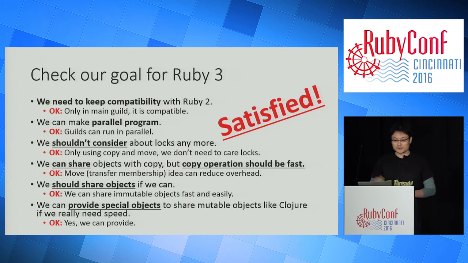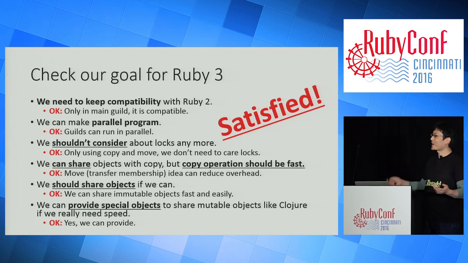So this is a checklist of the goals of Ruby 3. I think guilds can pass all of the entries. I'm not sure, but I hope so.